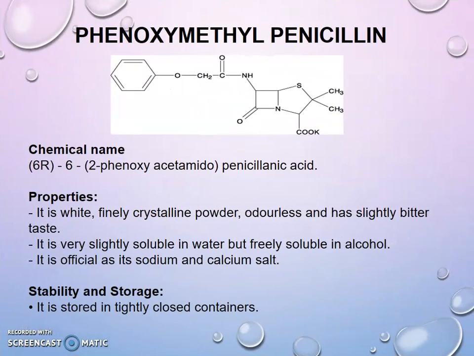Now next drug is Phenoxymethyl Penicillin. This is the structure of Phenoxymethyl Penicillin, in which the R group is replaced by a phenoxymethyl group. Chemical name: 6-(2-phenoxyacetamido)penicillanic acid. Property: it is white, finely crystalline powder, odorless and has slight bitter taste. It is very slightly soluble in water but freely soluble in alcohol. It is official as its sodium and calcium salt. Storage and stability: it is stored in a tightly closed container.